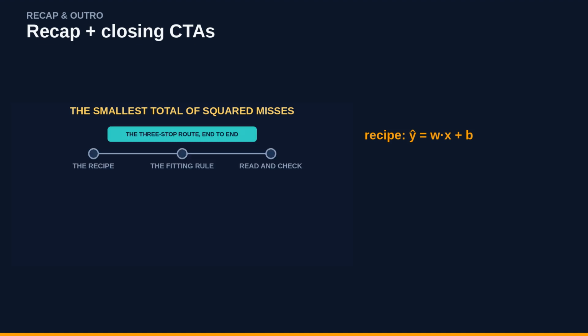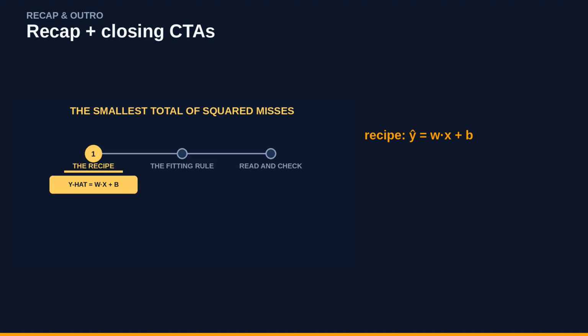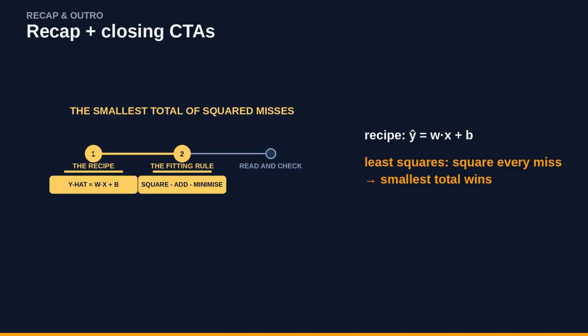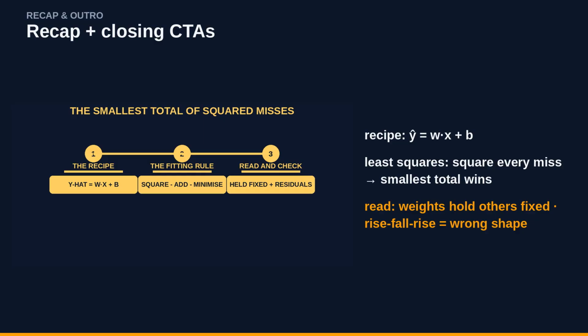Hold 3 lines from this lesson. The model is a recipe, y hat equals w dot x plus b, a base amount plus a weight's worth of rupees per feature. Least squares picks the recipe's numbers by squaring every miss and keeping the smallest total squares, so opposite misses cannot cancel and big misses hurt hardest. And read the fit honestly. A weight speaks only with the other features held fixed, and residuals that rise, fall, and rise again mean the line is the wrong shape, whatever R² says.